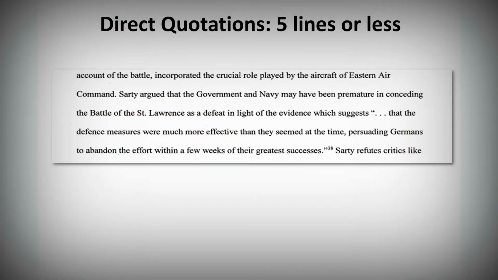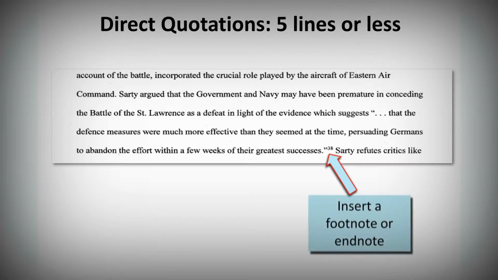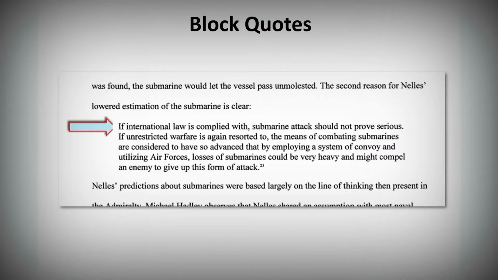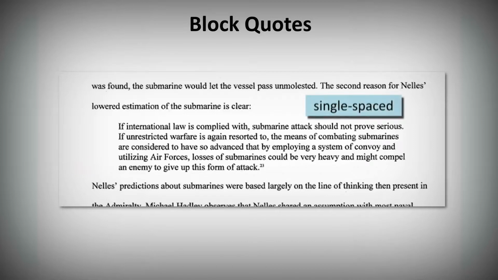Here's an example. At the end of the quotation and outside of the quotation marks, you insert a footnote, which is a number that refers the reader to the bottom or the foot of your page, or an endnote that refers the reader to a notes page at the end of your paper. If you are using a quote that would take up 6 or more lines in your paper, you should use a block quote. Start the block quote on a new line and indent the entire quote by hitting the Tab key twice. Block quotes are single-spaced and you don't need to use a quotation mark. Don't forget your footnotes at the end.